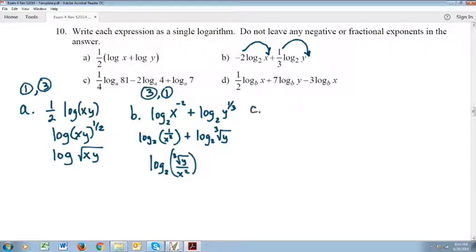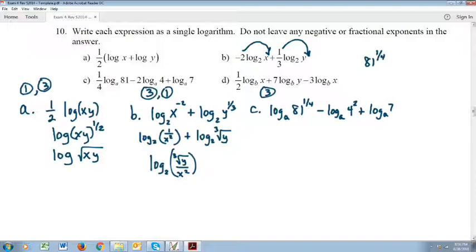Alright, let's move on to C. So again, just like the last problem, for the first 2 expressions there, we're going to need to use property 3 to move those to become exponents. So it's log base a of 81 to the 1/4 power minus the log base a of 4 squared plus the log base a of 7.